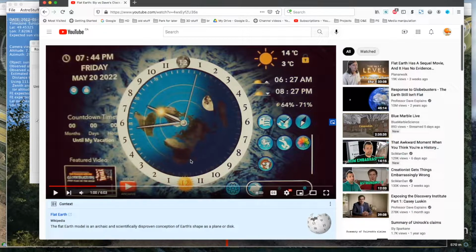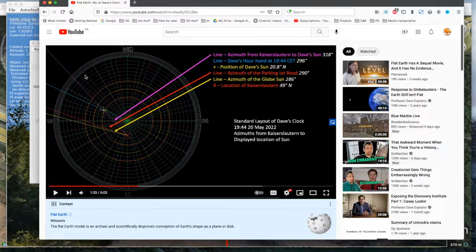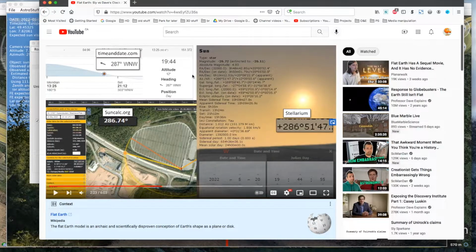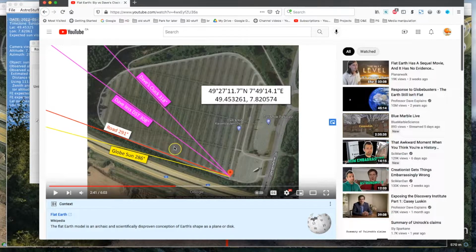So the challenge involves the clock app being able to predict the direction of the sun. And so he explains how he did that. Sly also built a model like this, went on Stellarium, suncalc.org, and timeanddate.com, and all three got an azimuth heading of 286 to 287 degrees for 7:44 p.m., or 1944, May 20th. And then Sly did say he was planning to live stream the event.